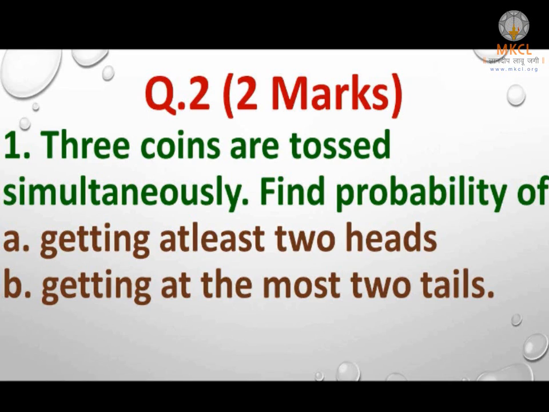This therefore includes the favorable outcome of 3 heads, that is HHH, that should be included. Getting at the most 2 tails means maximum 2 tails. Maximum 2 tails means 1 tail or 0 tail. Both are included. Therefore, 1 tail is HHT or HTH or THH, and no tail means HHH. That is also a favorable outcome.